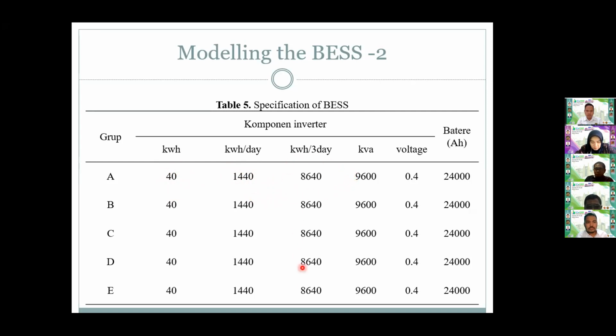This column shows the value of power that we need for 3 days if sunlight is not available. The result of the calculation is 24,000 ampere hour for each group that needs the battery or storage system. The capacity is 24,000 ampere hour.